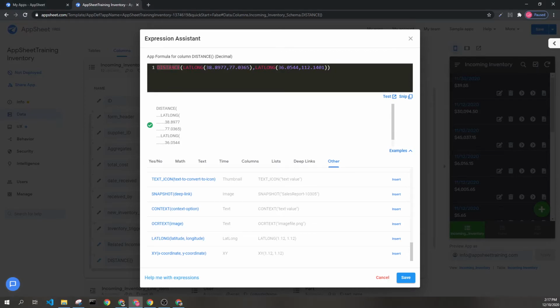Here I have the distance expression and I have 2 lat-long points inside. This is another expression that converts these into a specific lat-long value that distance is looking for. This is the latitude and longitude of the White House and of the Grand Canyon, and it's going to calculate in kilometers the distance between them in a straight line.